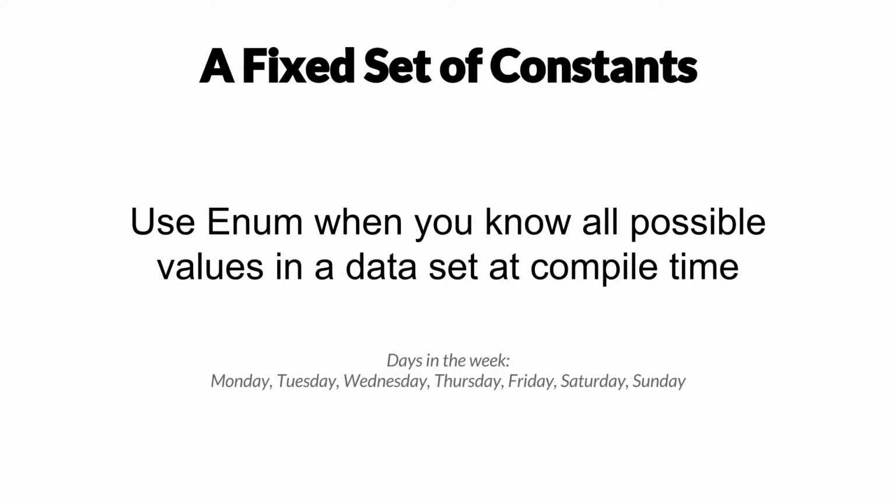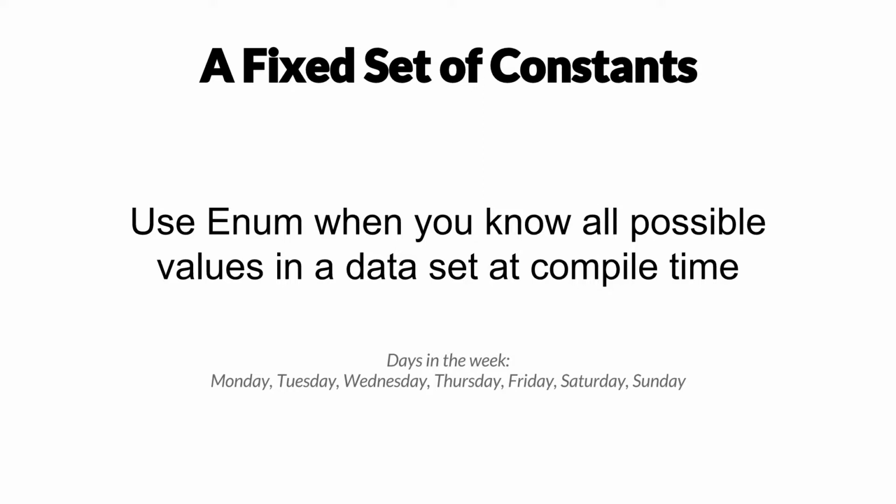So you should use enum when you know all possible values in a dataset at compile time, in advance. If something can change, if new values can come in or leave dynamically while your program is running, this is not for you. One example of a fixed set of constants is the days in the week. So we have Monday, Tuesday, Wednesday, Thursday, Friday, Saturday, and Sunday. Well, that's not going to change all of a sudden. When our program is running, we won't need to go add some new weekdays into the database because somebody decided that all of a sudden we have 8 days in a week.